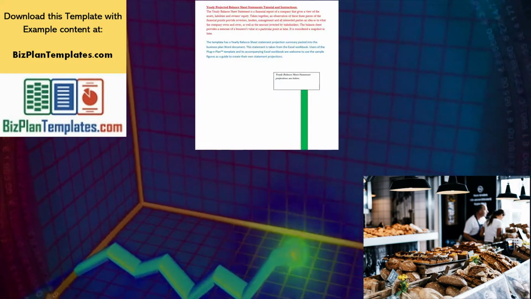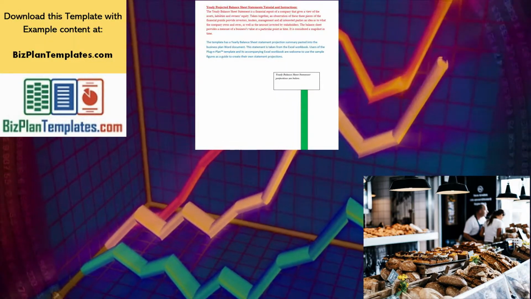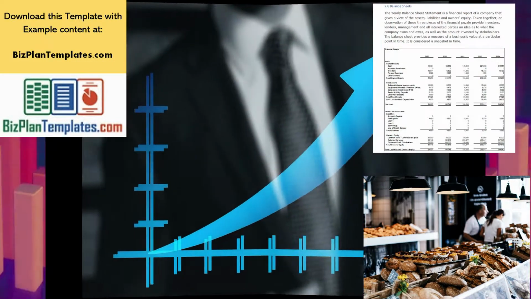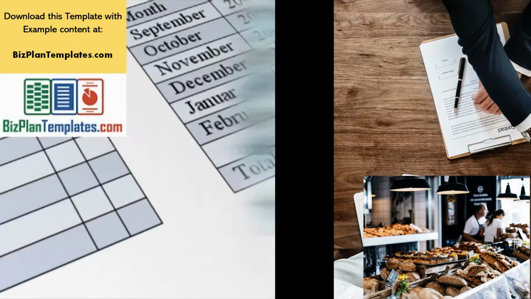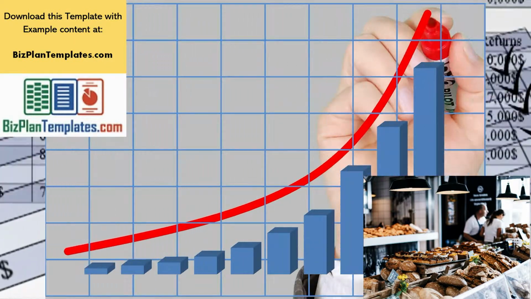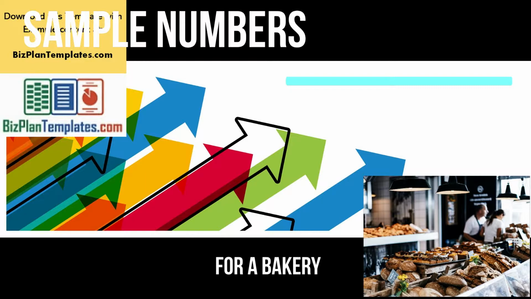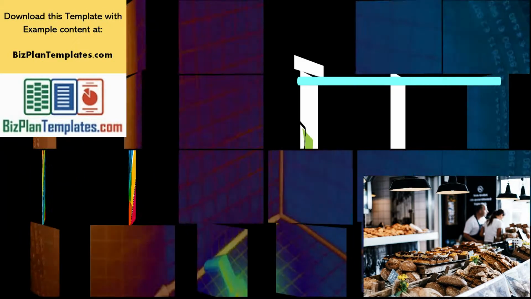The template has a yearly balance sheet statement projection summary pasted into the business plan Word document. This statement is taken from the Excel workbook. Users of the Plug-in Plan template and its accompanying Excel workbook are welcome to use the sample figures as a guide to create their own statement projections.